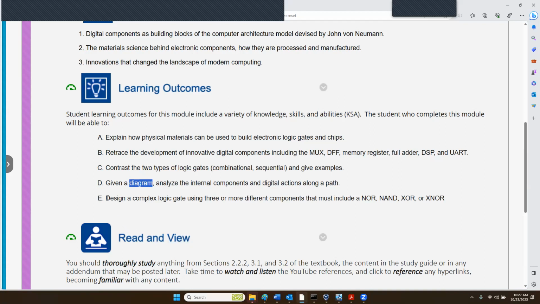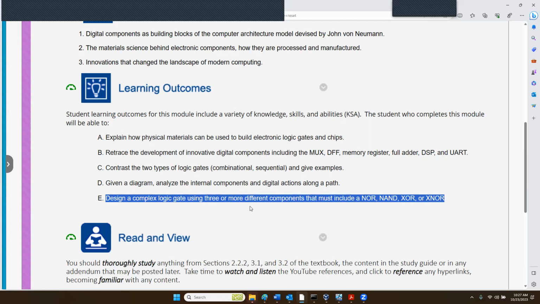And then finally, we want you to be able to design a complex logic gate using 3 or more different components that must include a NOR, NAND, XOR, and XNOR. And you're probably saying, hey, wait a minute, that sounds really familiar. Well, you get a chance to redo or recast your first solution. Your second solution in module 3, you get another chance to do it again and do it better and faster if that's of interest.